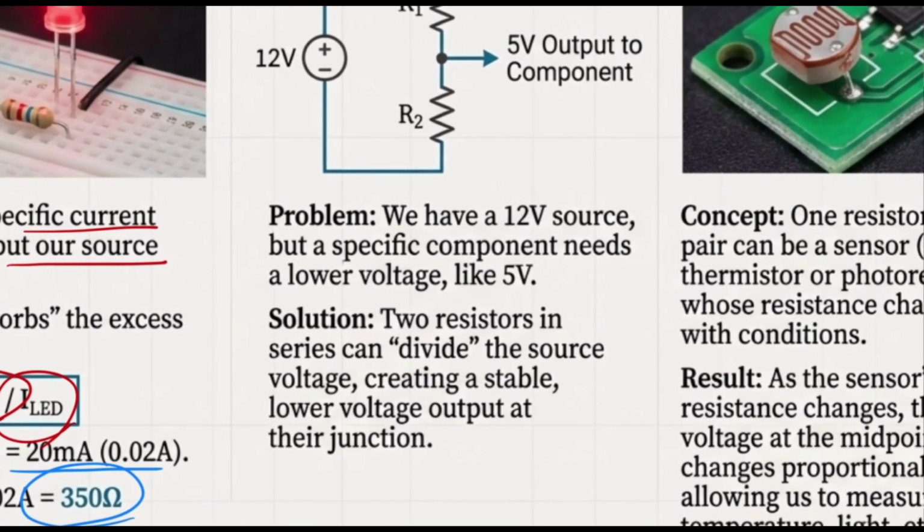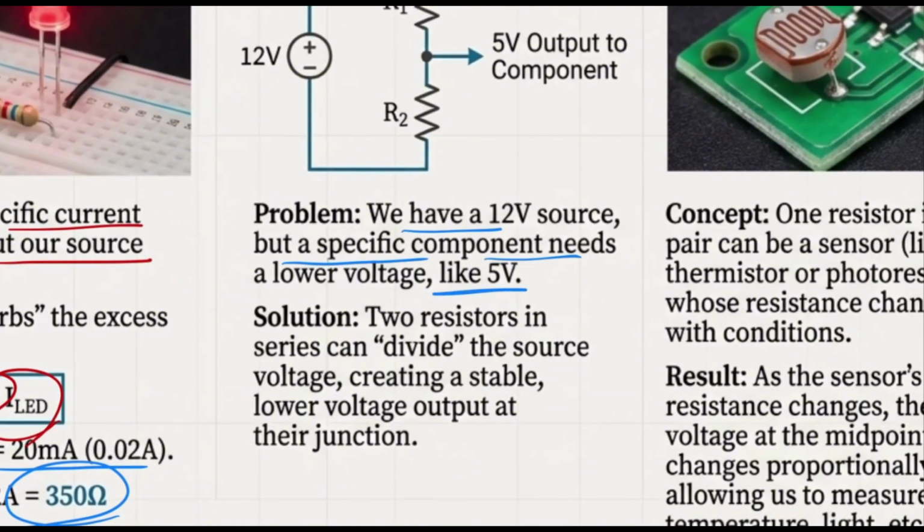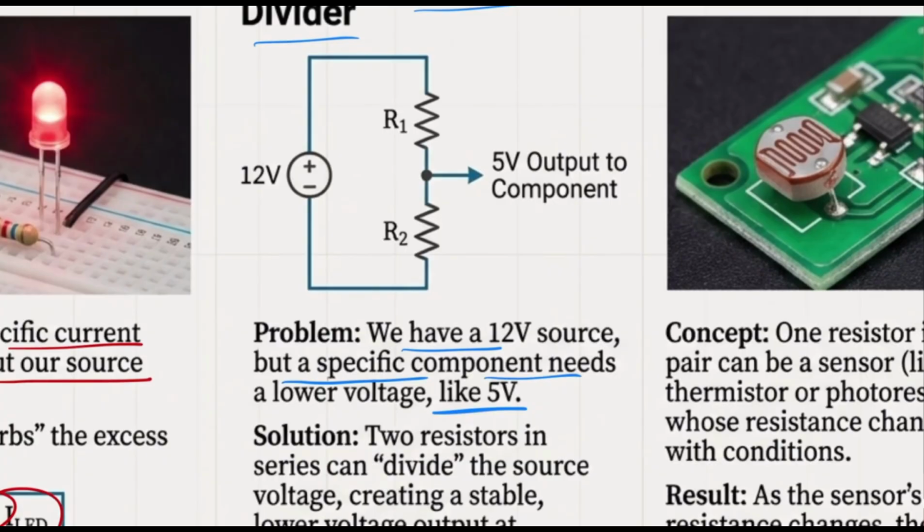What was the problem again? We have a 12 volt source, but the specific component needs 5 volts, right? The specific component is, for instance, your LED. And the LED is going to be connected. By the way, this is something we call parallel, and the parallel connection means that the voltage of the LED right now is the same as the voltage of this guy.